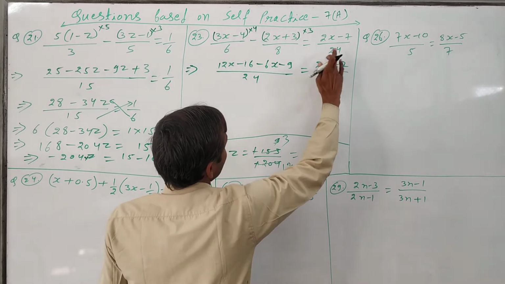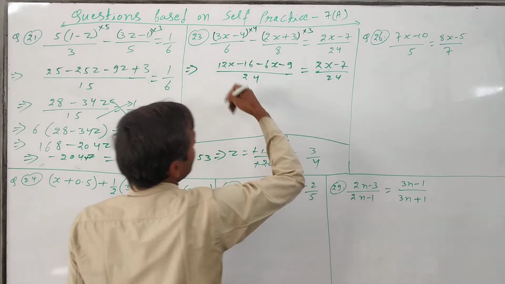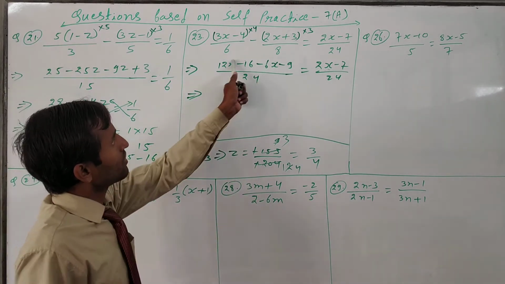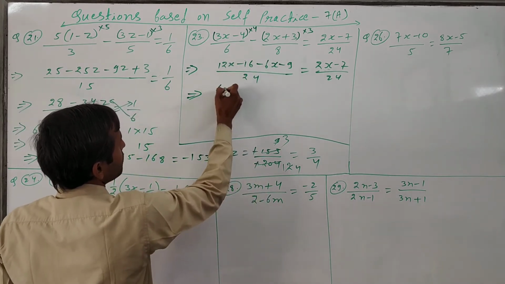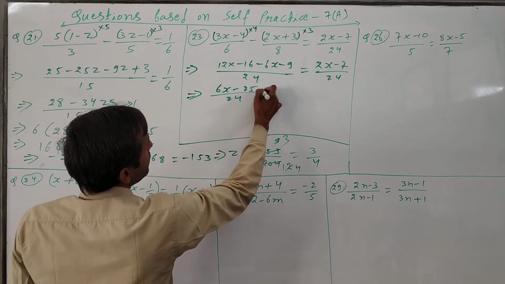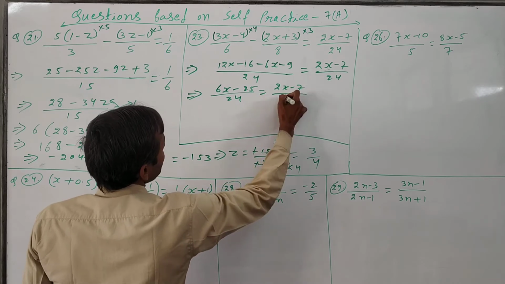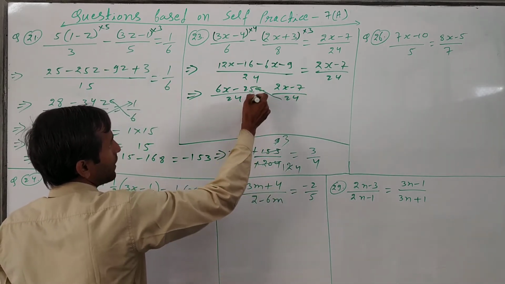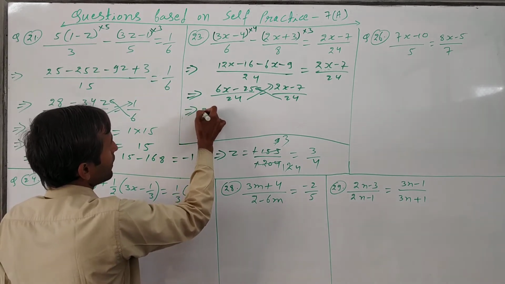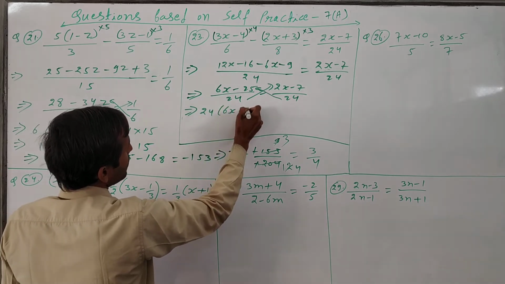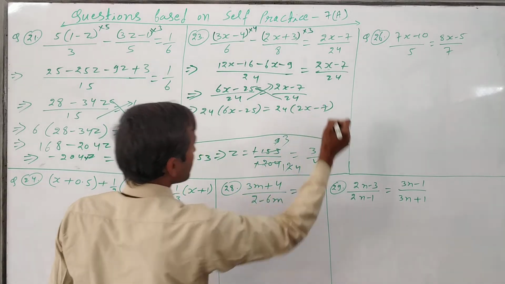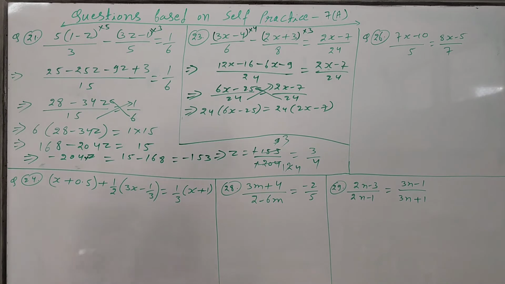Now we have to do cross multiplication. Before that, first simplify this. So 12x minus 6x is 6x, and minus 16 minus 9 is minus 25, upon 24, is equal to (2x minus 7) upon 24. Now cross multiply here. So again we do cross multiplication: 24 into (6x minus 25) is equal to 24 into (2x minus 7). Like this, we have done the cross multiplication.